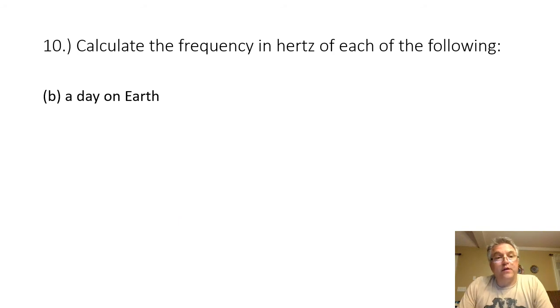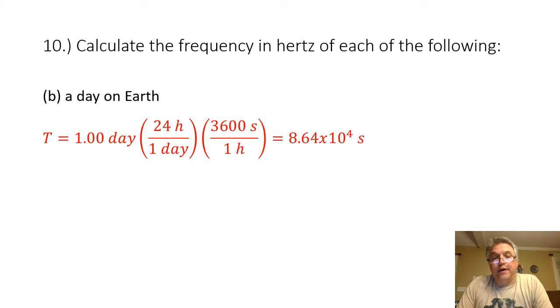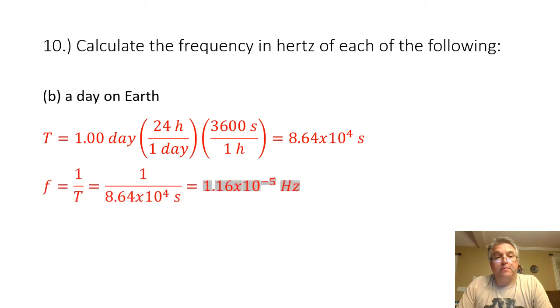The second thing they want us to find the frequency of is the length of a day on Earth. So I know the period of 1 day, I need to convert that to seconds. So 1 day will equal 8.64 times 10 to the 4th seconds. Once again, to find the frequency of that period, I simply take the reciprocal of the period. So 1 divided by 8.64 times 10 to the 4th seconds will give me a frequency of 1.16 times 10 to the -5th hertz.